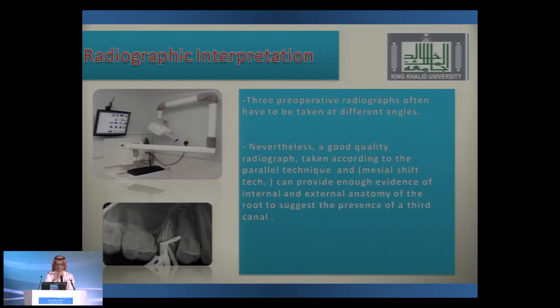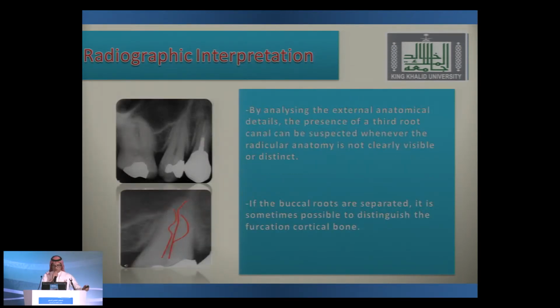Radiographic interpretation. Three preoperative radiographs often have to be taken at different angles. Nevertheless, a good quality radiograph taken according to the parallel technique with the mesial shift technique can provide enough evidence of the internal or external anatomy of the root to suggest the presence of the third canal. You see that figure, it's the one you saw before, and I'm drawing the red line to show you the 3 canals.